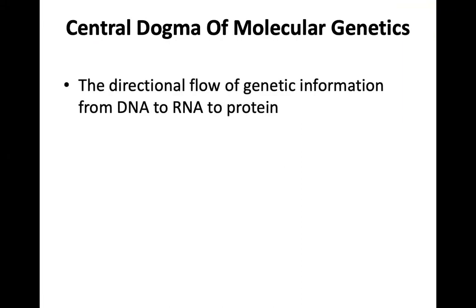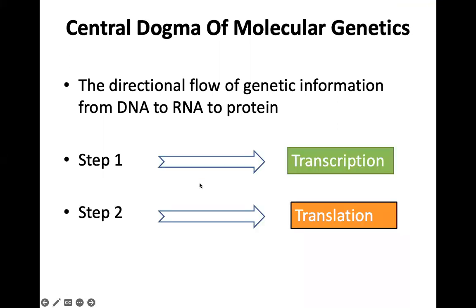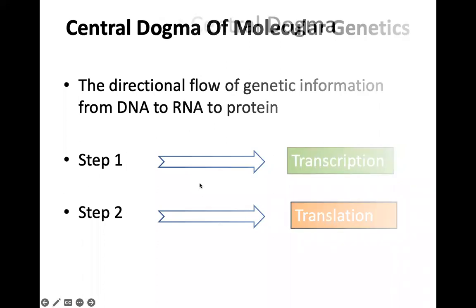So in the central dogma, the direction is from DNA to RNA, and then RNA to protein. And in fact, that protein shows the phenotype. So the first step would be the transcription, and the second step would be the translation in the central dogma.